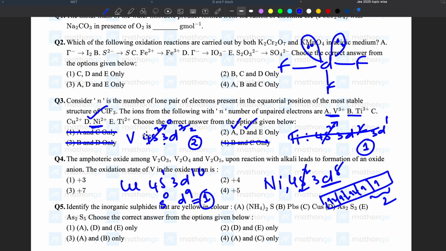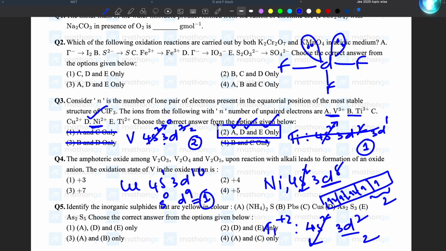Titanium +3 ఇచ్చాడు, +2 కూడా ఇచ్చాడు. Okay, titanium +2. Titanium is 4s2 3d2. Scandium, titanium. So 2 electrons పోతే 2 electrons. This is also included. So answer is the second option.